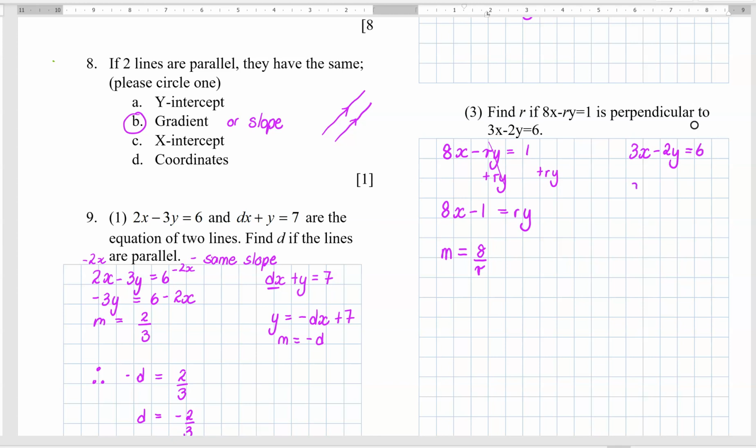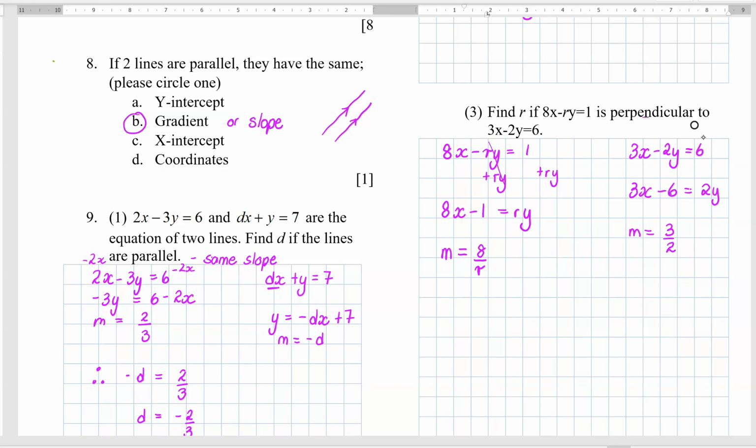Once again, I'm going to keep the 3x. The 6 comes over, it becomes negative. This is a take 2y, so you've got to add it to get it on the other side. And therefore, my slope here is going to be 3 divided by 2. Okay? All right, here we go.